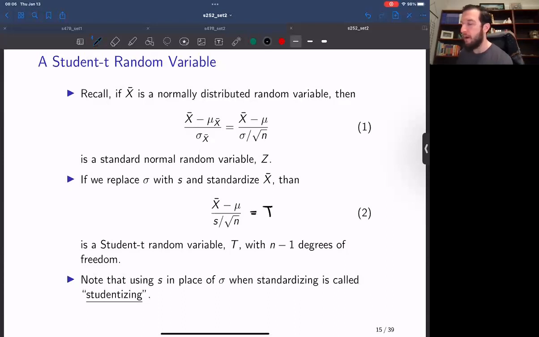Okay, so the effect of replacing sigma with little s is that the distribution of the standardized mean changes to a student's t distribution. So when we have x bar minus mu divided by s over the square root of n, we are now studentizing rather than standardizing.